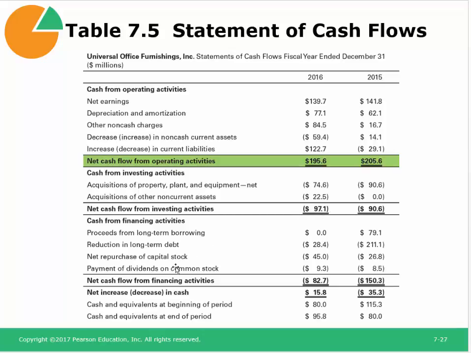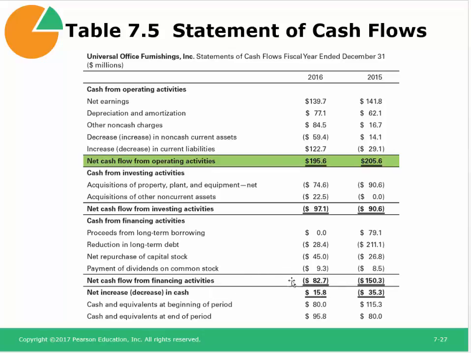What other kinds of decisions do we make? Well, the only other basic decision we make is how do we pay for things? How are we covering the financing activities of the company? In this case, last year, we spent $150 million in financing. We actually paid off some debt. This year, we only spent $82 million in financing activities.